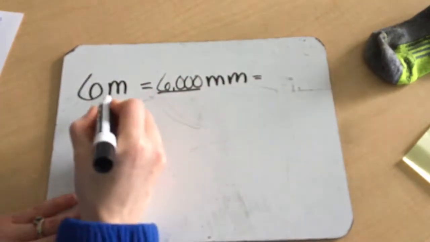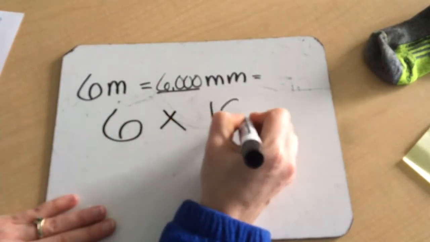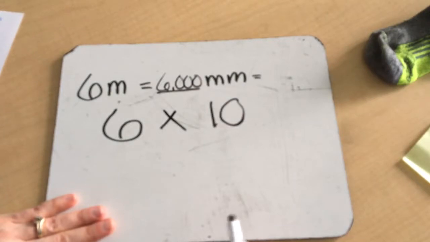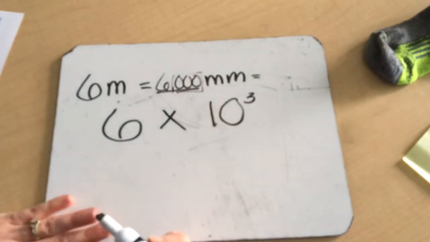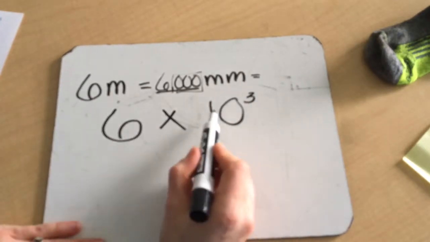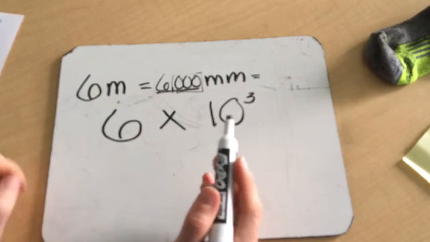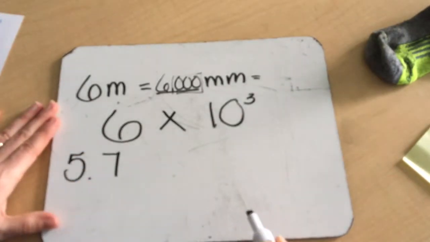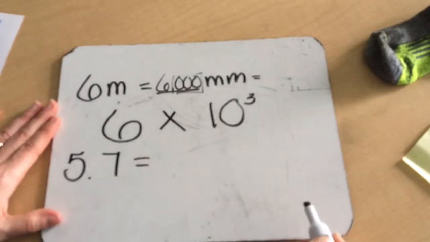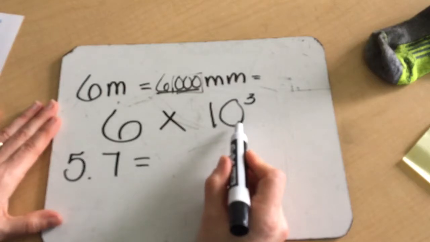And that equals 6 times 10, not to the second power, but to the third power because you went 3 spaces. Third power. 6 times 10 times 10 times 10 because that's what 1,000 is. Let's try another one. 5 and 7 tenths. Remembering that we're doing it times 10 to the third power.